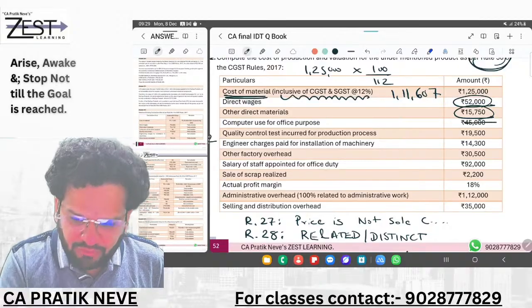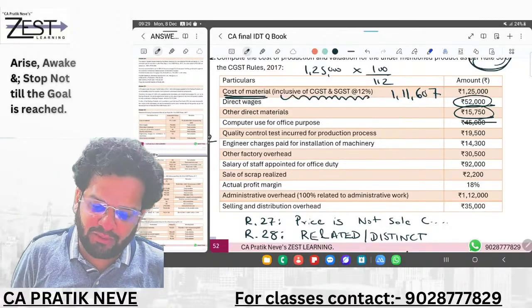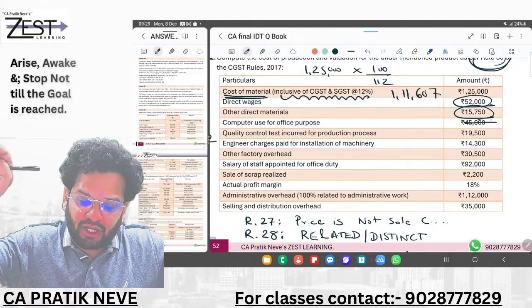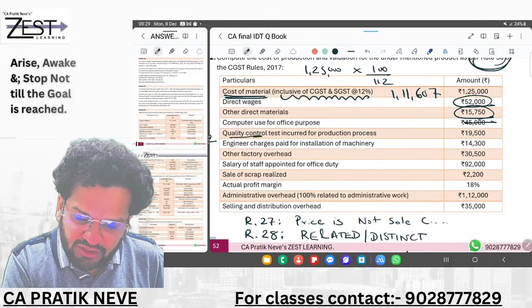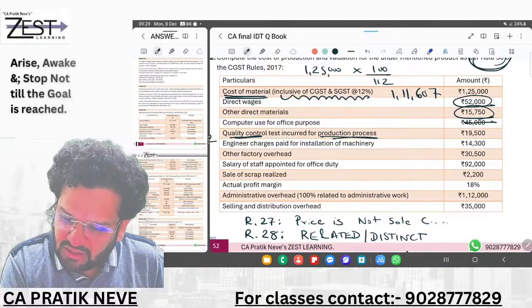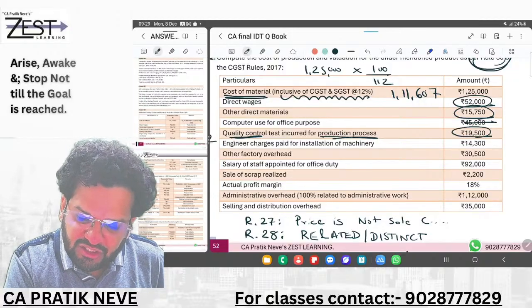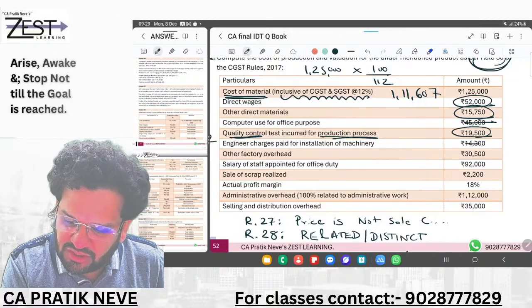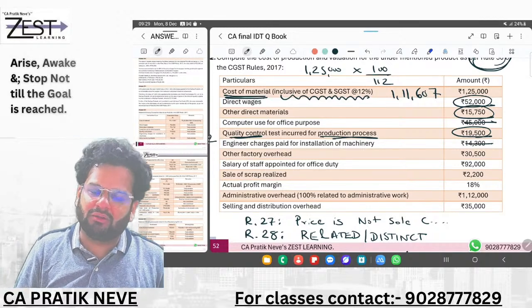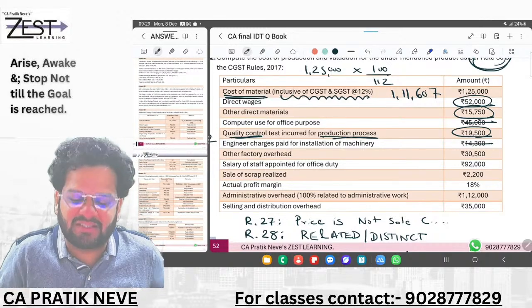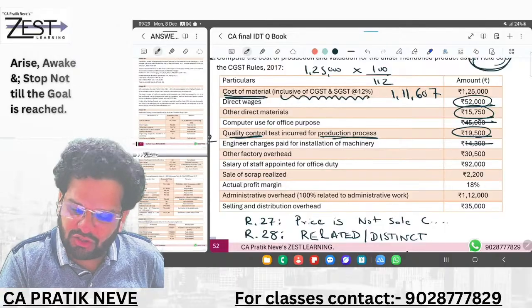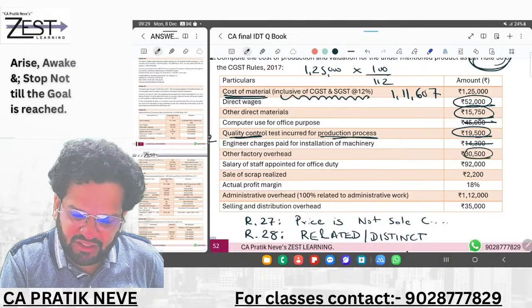Computer is used for office purpose. That cost will not be taken. You want only cost for production. QC cost is for production process. Consider that. Engineering charges for installation of machine is not for this particular consignment. It is overall cost. Factory overheads, consider it.